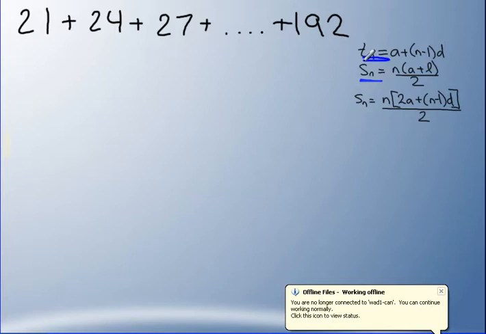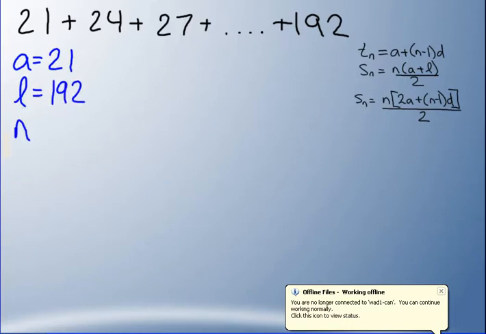First thing you should always do is write down what you know. So my first term, I know that, that's 21. My last term, I know that, that's 192. I don't know the number of terms, so I'm going to put a question mark there. Now, unfortunately, this formula and this formula, the sum that we need, both need the number of terms. So since we don't know that, we're going to use this one right here, my T of n formula, in order to find that out, because I do know everything I need.